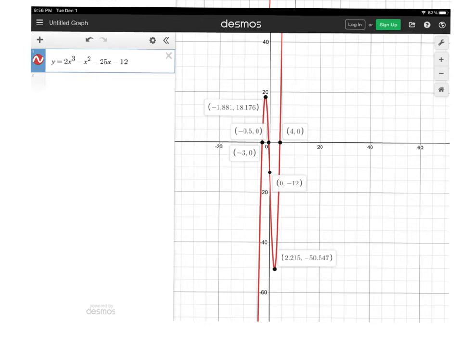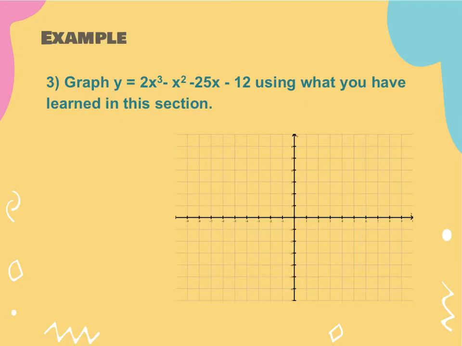The equation is 2x cubed minus x squared minus 25x minus 12. So again, from Desmos, I can see my zeros are at -0.5, -3, and +4, and then my y-intercept is down here at -12. But I'm going to go ahead and work through this on the next slide. So let's go back.